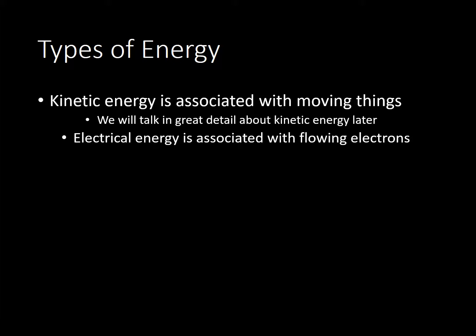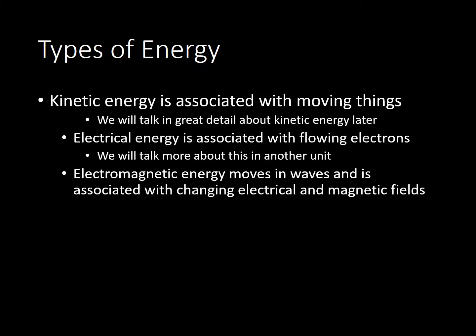The first type of kinetic energy is electrical energy. This is the energy associated with flowing electrons. So anytime you have electrons that are flowing, like through a wire, then you have a form of kinetic energy. This is one we're going to talk about a lot in our last unit on electricity and magnetism. And then electromagnetic energy is the energy that moves in waves and is associated with changing electrical and magnetic fields. So we produce electromagnetic energy by making changes to an electrical or magnetic field. We'll talk more about this later in this unit when we talk about waves, but also in our last unit when we talk about electricity and magnetism.